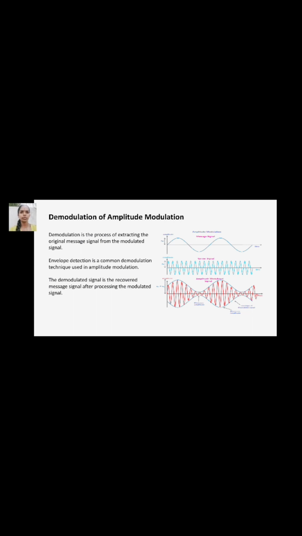Demodulation of amplitude modulation. Demodulation is the process of extracting the original message signal from the modulated signal. Envelope detection is a common demodulation technique used in amplitude modulation. The output is the recovered message signal after processing the modulated signal.